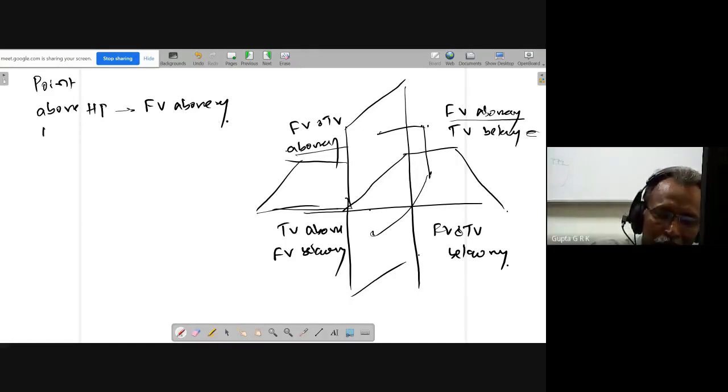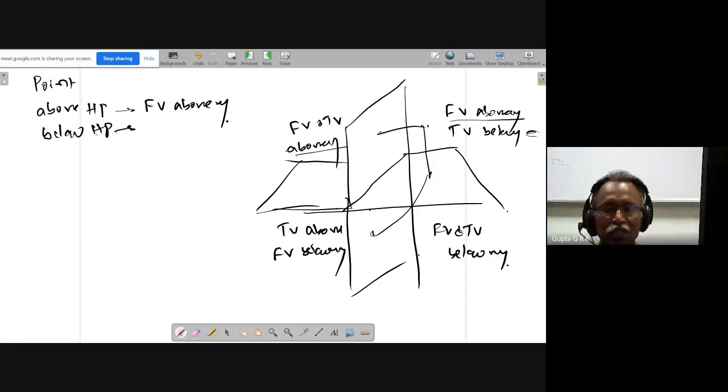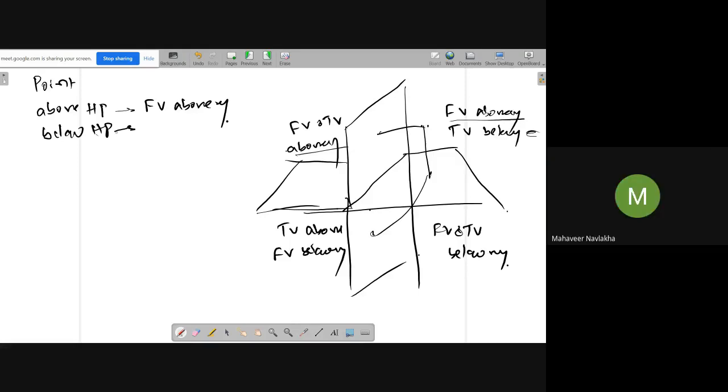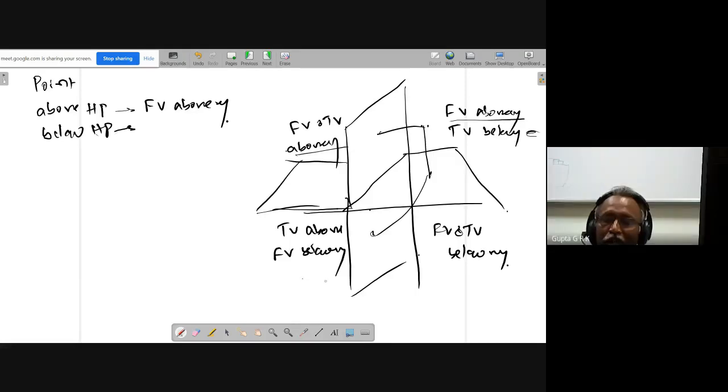And so this can be below HP. If a point is below HP, what can you be sure of? Front view below XY. So in these two, which is common, front view below XY, because the point is below, its front view will be below XY only.